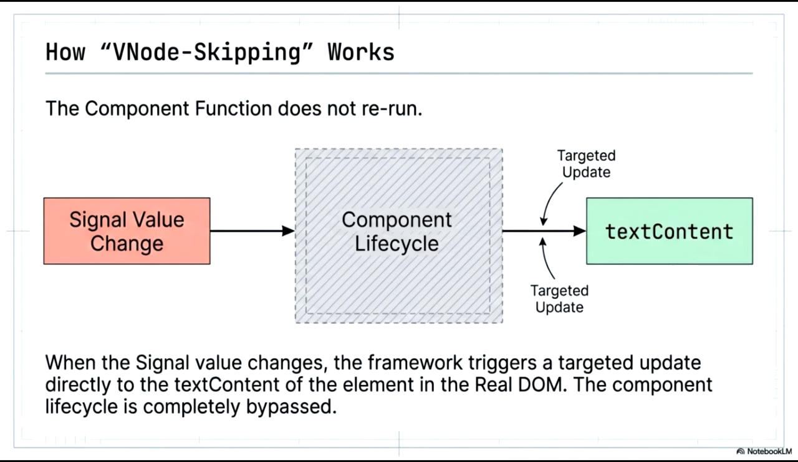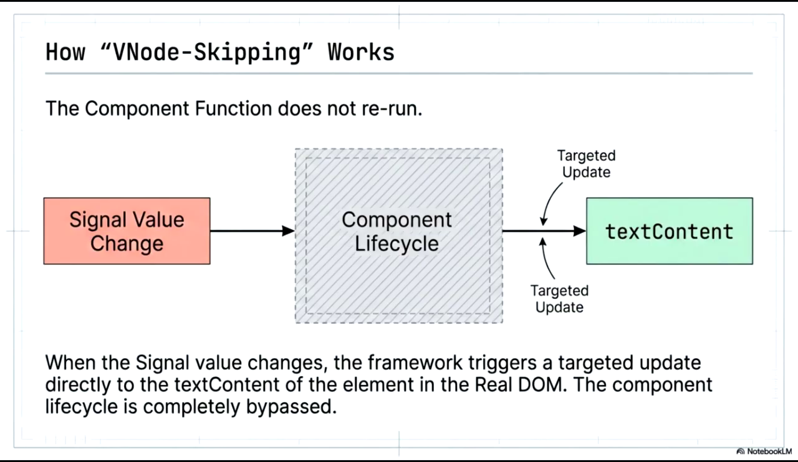Vnode skipping is a process where the component function does not rerun when state changes. When a signal value change occurs, the framework triggers a targeted update directly to the text content of the element in the real DOM. As illustrated here, the component lifecycle is completely bypassed, meaning the framework avoids the computational cost of re-rendering the entire component.